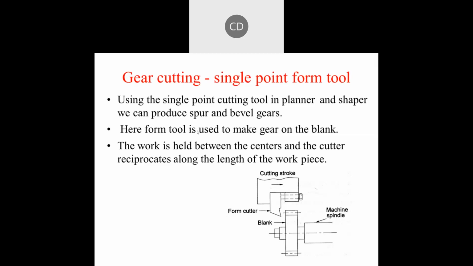So here the form tool is used to make a gear on the blank, held with the blank and easily moved with the ram towards the motion. At that time the form cutter is held for cutting the gear, and that happens in the machining process. So in between the centers, the cutter reciprocates along the length of the workpiece.